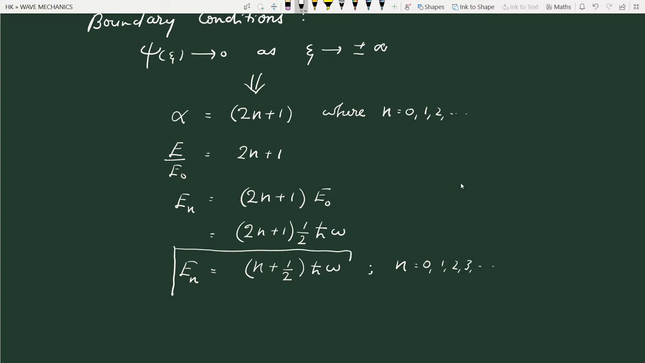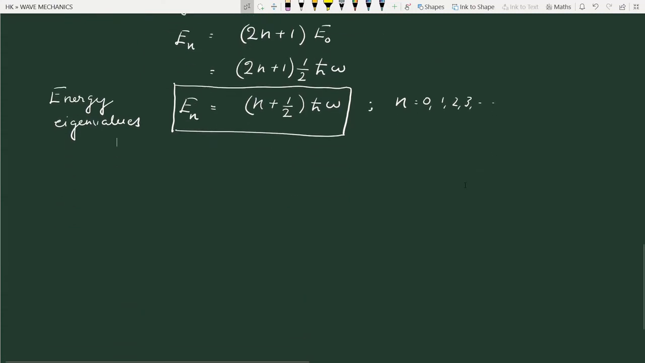These are the energy eigenvalues of the harmonic oscillator, the eigenvalues of the Hamiltonian. Remember that the time independent Schrodinger equation is an eigenvalue equation of the Hamiltonian operator. So these are the eigenvalues of the Hamiltonian operator. That's why we call them energy eigenvalues. So the energy eigenvalues of the harmonic oscillator are (n plus half) h cross omega.